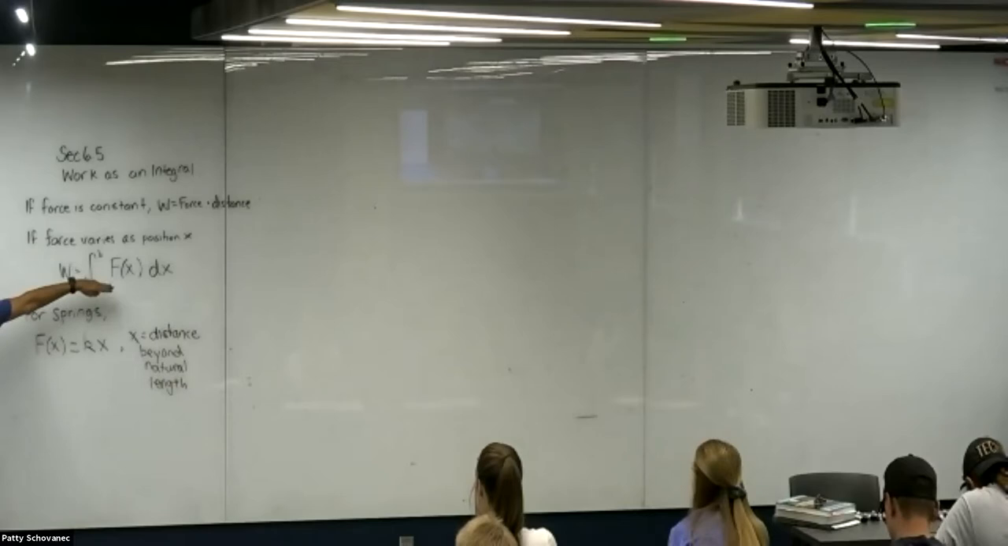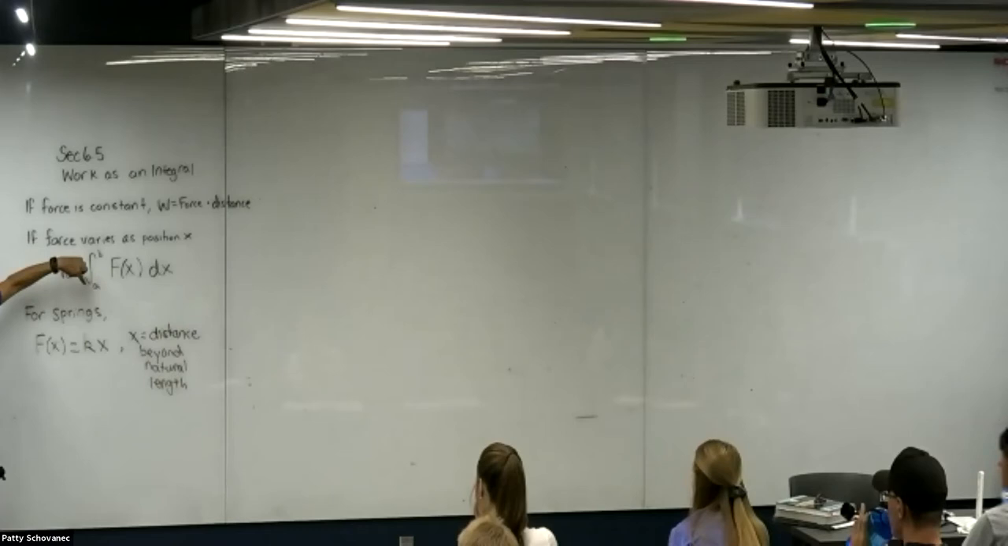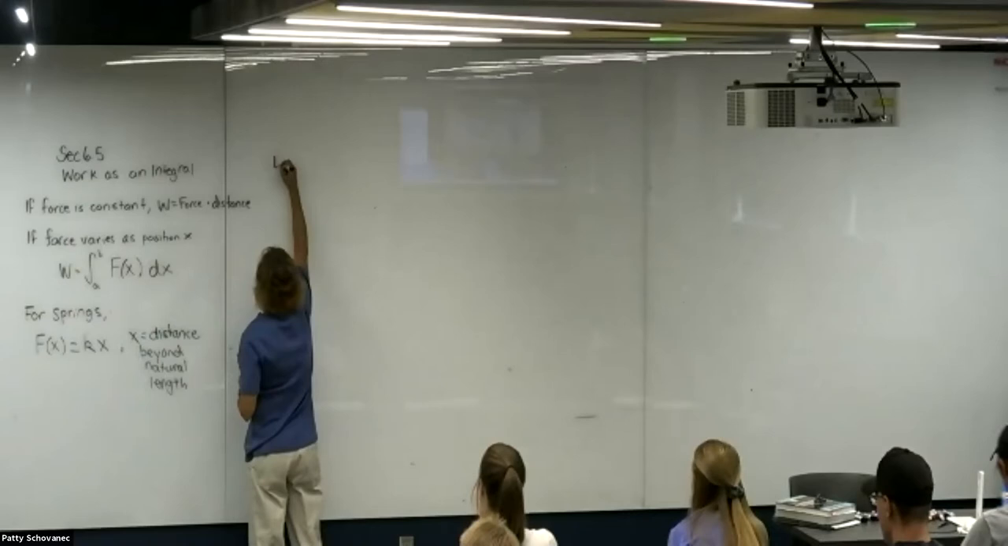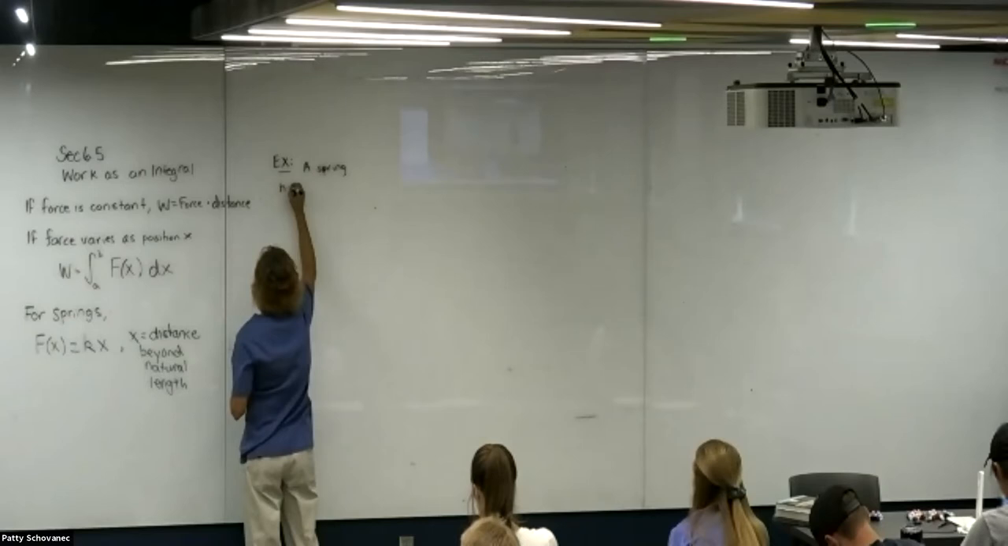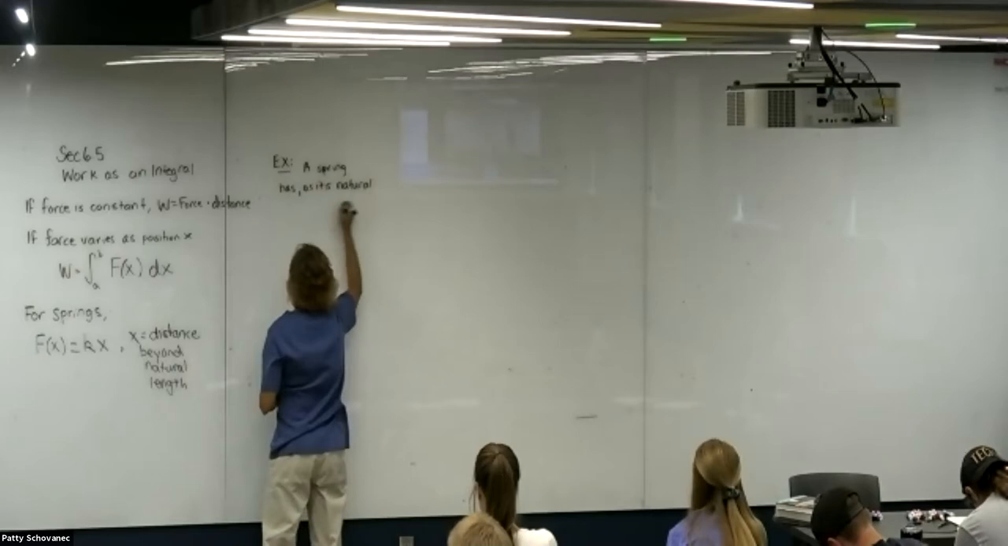And so if I integrate kx, I get my work is equal to kx squared over 2, where x is the distance beyond the natural length. So an example of that was a spring, with a natural length of, let's make it a long spring, 4 feet.